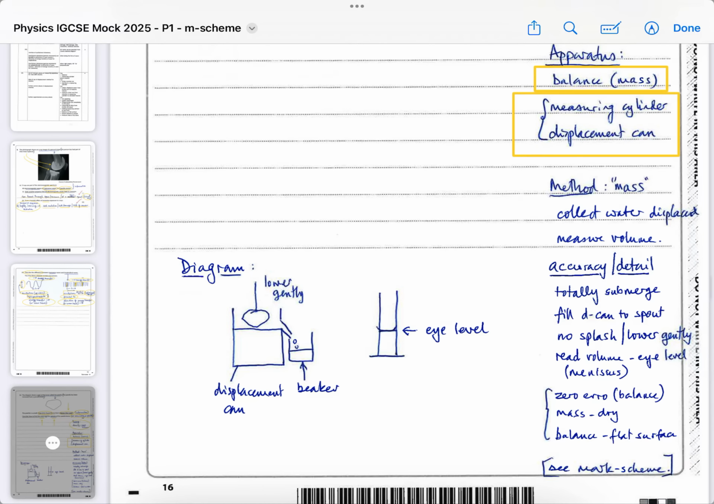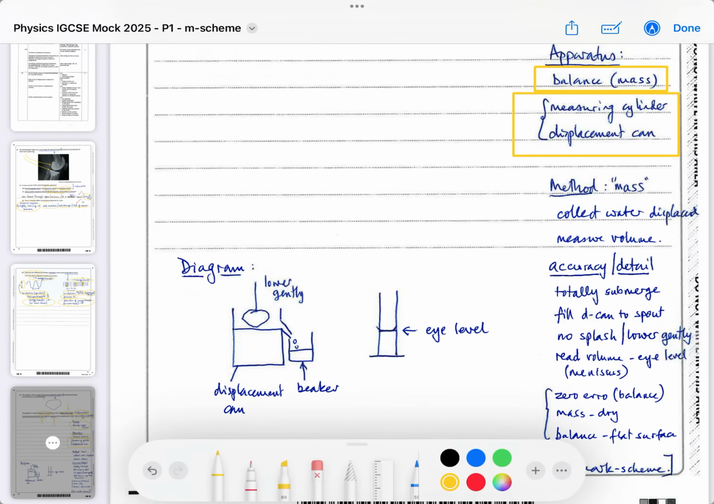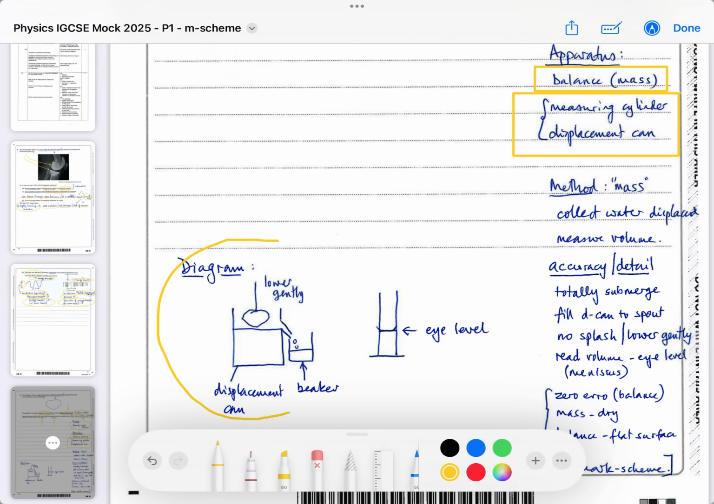I've drawn a diagram to remind you of the equipment. Yeah? So the displacement can is drawn. You lower the patella into the water. You fill the water up to the spout. This bit is called the spout. For those of you who struggle with your English, when you fully submerge the patella, so the patella goes in the water gently, so you don't get any splashes, the water will be collected in a beaker.